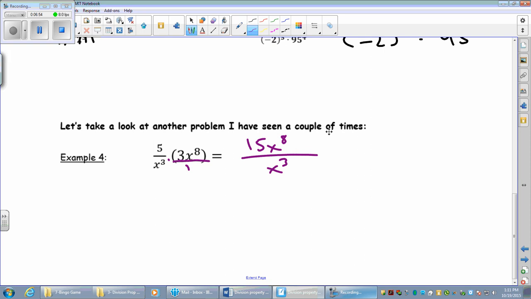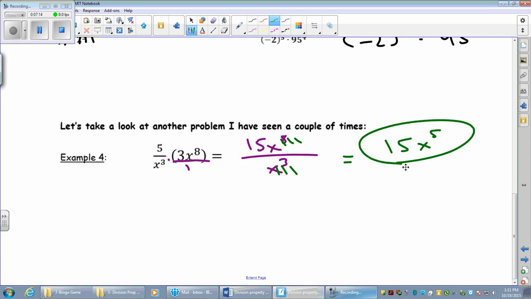So now that I have that, is there any crossing out or any simplifying I could do? I could cross off 3x's down here and 3x's up there, and what would be left? Well, 15 would be left on top, and then there would be 5x's left on top as well, because 3 taken away from 8 is 5. And that's it. You could write over 1. It's not necessary, though.